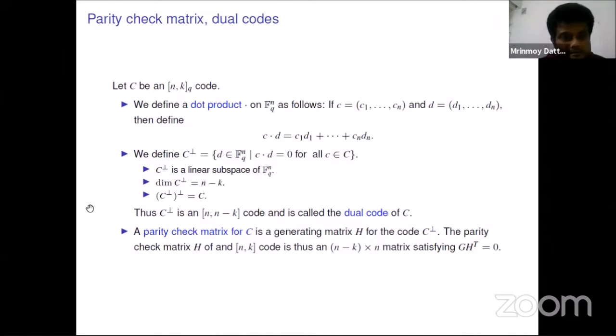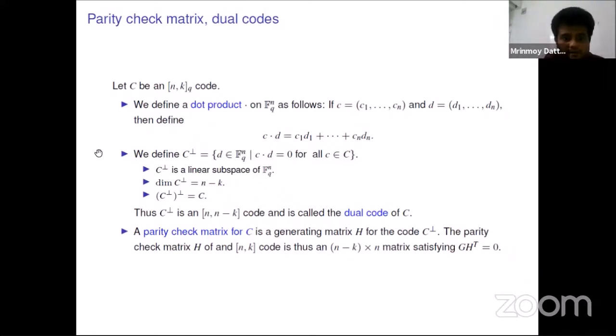And we define the dual code of C, which is denoted by C perp. This consists of all the code words d from Fq to the power n, such that c dot d is equal to 0 for all elements small c in C. It is easily checked that C perp is a linear subspace of Fq to the power n. The dimension is n minus k. It follows from the rank nullity theorem, for example. And the dual of a dual code is itself, not isomorphic to, but it is exactly itself.